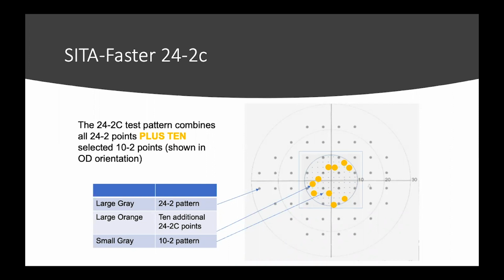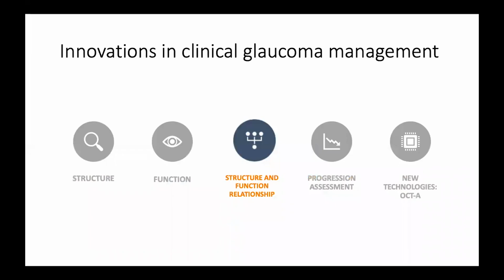So on top of the 24-2, 54 points, it combines with 10 selected 10-2 points, those that have been shown to be more specific detecting damage, and they do it all together in the same test. I do not have examples for you about this yet, but we just got the software, and I'm excited to start doing this because it will probably save time for my patients.